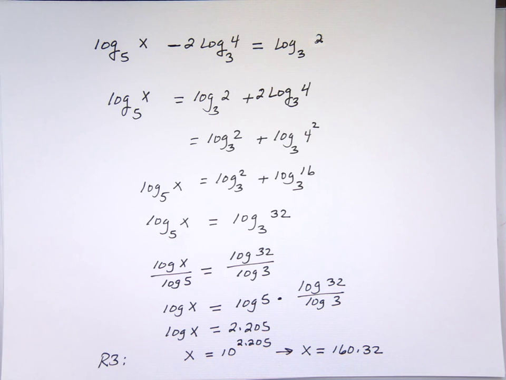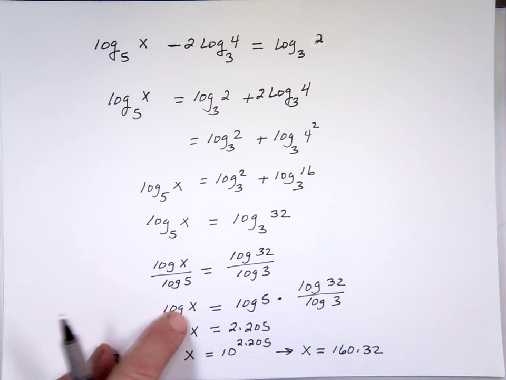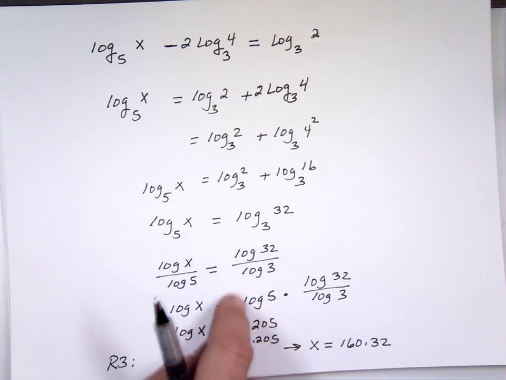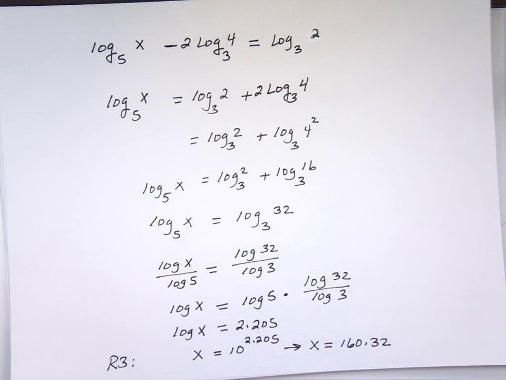Now if they said, I really don't want you to approximate that, I want the exact answer, to cancel the log of x, you go 10 to the power. So x becomes 10 to the power of this whole thing. And that will look ugly.